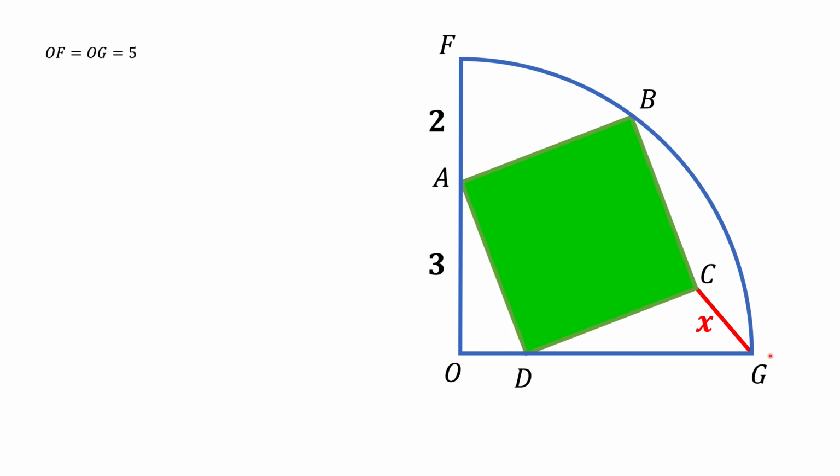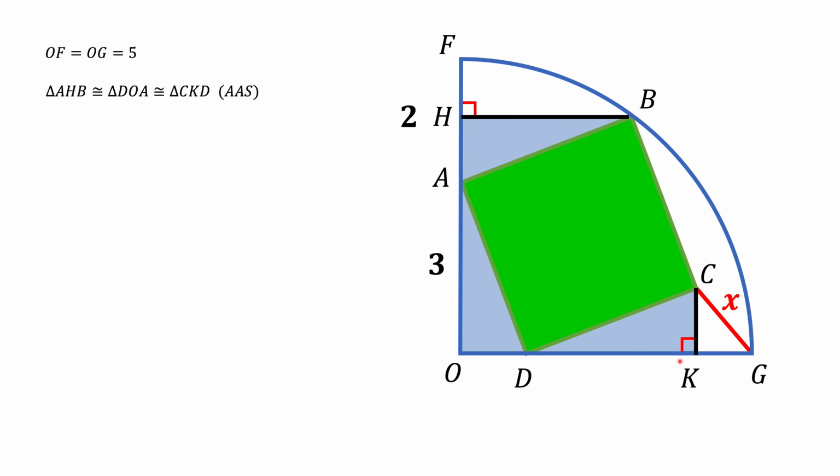The next thing we're going to do, we're going to take the point B and point C, and we're going to draw two segments, BH, which is a horizontal segment, and CK, which is a vertical segment. Next thing, notice that the blue triangle AHB, blue triangle AOD, and the blue triangle DCK are congruent to each other by two angles and the side.